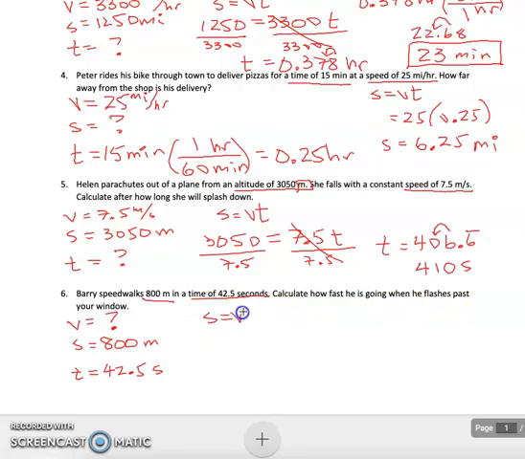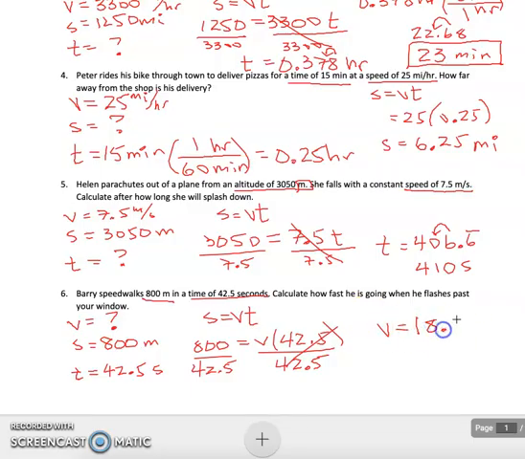So S equals VT, 800 meters, V times 42.5, and this time we're going to be dividing by the time. It's not much of a workout if that's all he's doing, because normally you want to spend a little more time than 3/4 of a minute. 42.5. All right, that's 18.8, 18.8, 2, 3, and then so forth.